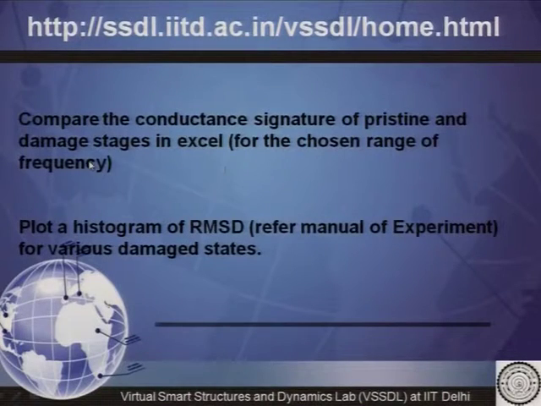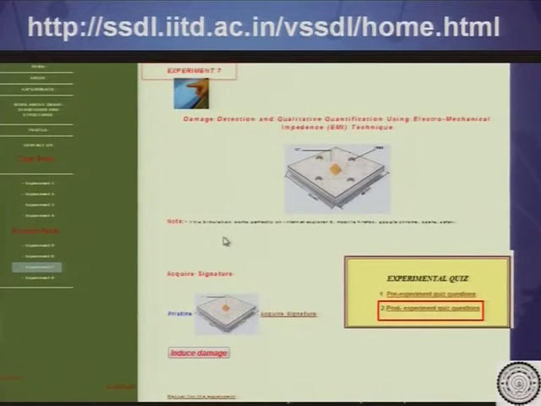Now, when the user has got the data for all the 4 stages, undamaged and the 3 damaged stages, he needs to compare the conductance plot, conductance signature for the pristine and the damaged stages, and also he needs to plot a histogram of the RMSD value, the formula for which can be referred in the manual. So, again after performing the experiment, the user needs to perform the post experimental quiz.